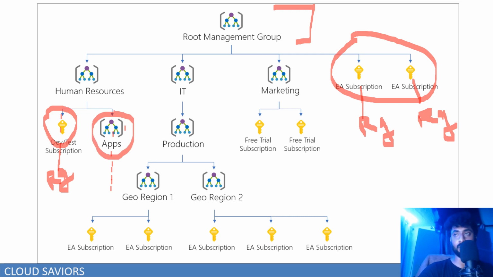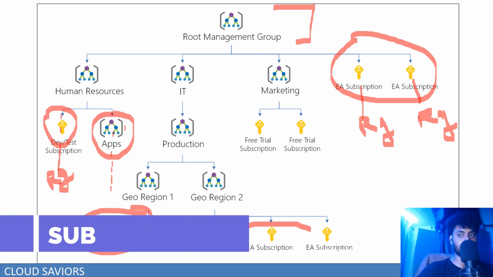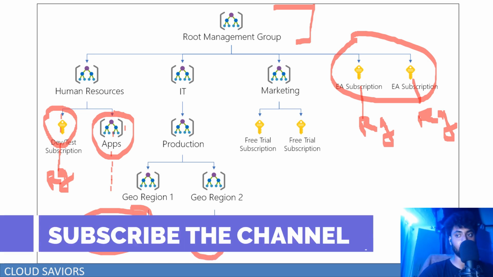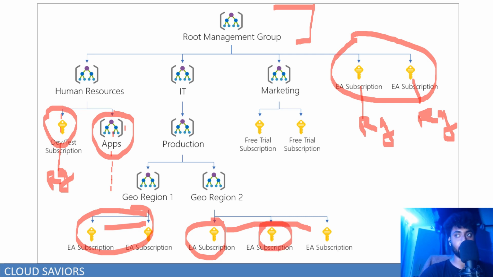Now let's talk about the IT one. We have this production. First of all, we have IT, then it has another management group, production, and then it has 2 more management groups. First is GeoRegion 1, second is GeoRegion 2. GeoRegion 1 has 2 subscriptions, and GeoRegion 2 has 3 subscriptions. After this hierarchy, there would be no management group and no subscription, only actual resources, or we can say resource groups.